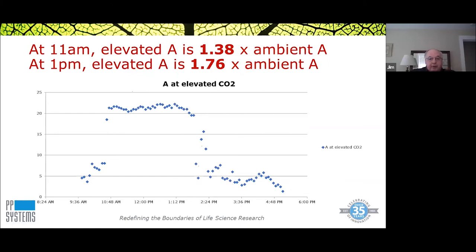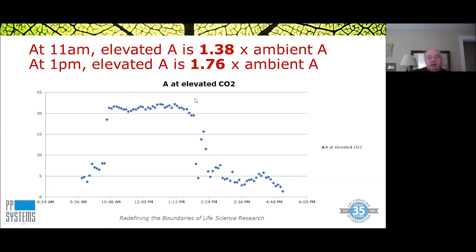Whereas if you compare that with a leaf from the same kind of plant, but measured at elevated CO2, so assimilation rate measured at elevated CO2, we see the same pop up, but here it's flat. It's not decreasing over time as it did in the ambient CO2 condition. So if we made the comparison at 11 o'clock in the morning, the elevated treatment has a rate that's 1.38 times the ambient rate. But if you made the comparison at 1 p.m., the elevated would be 1.76 times the ambient rate. So which number do you want?